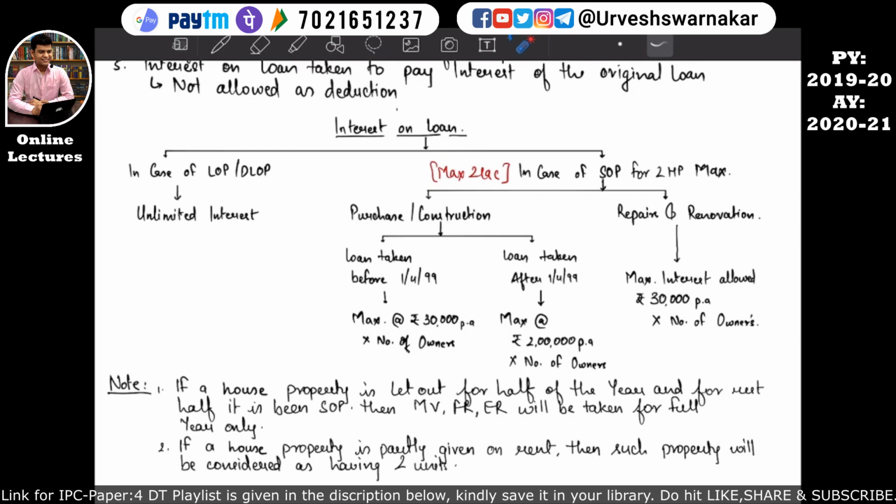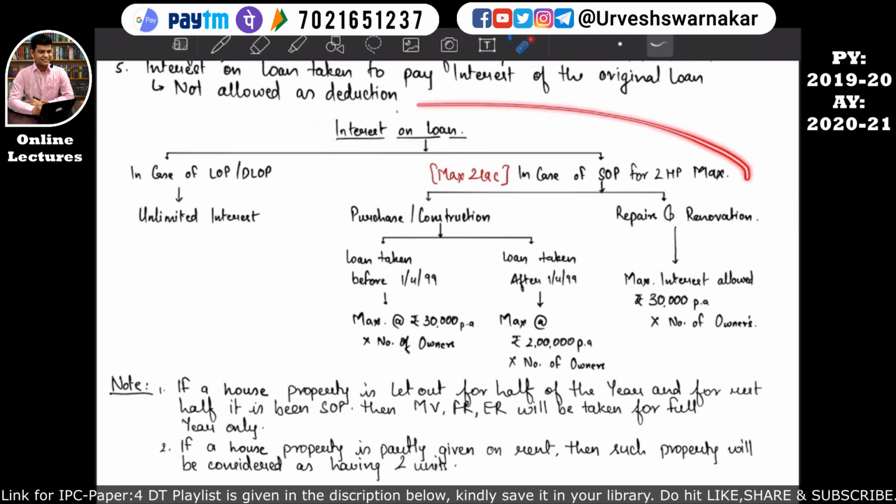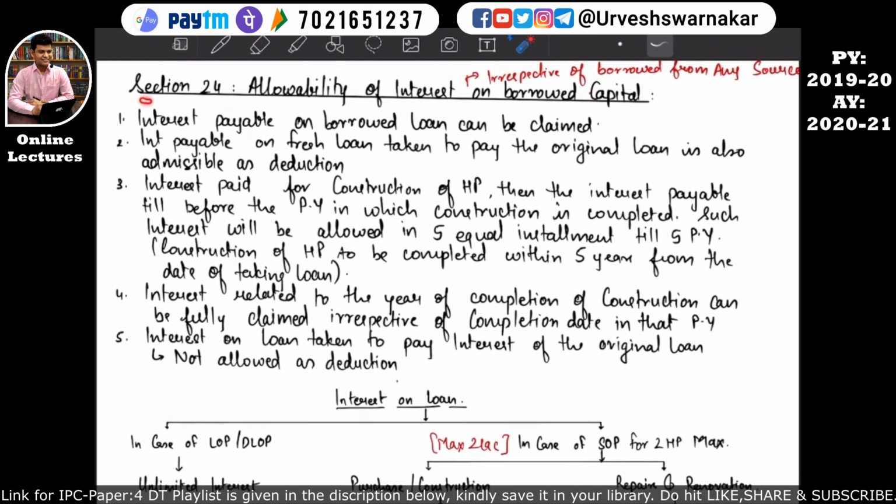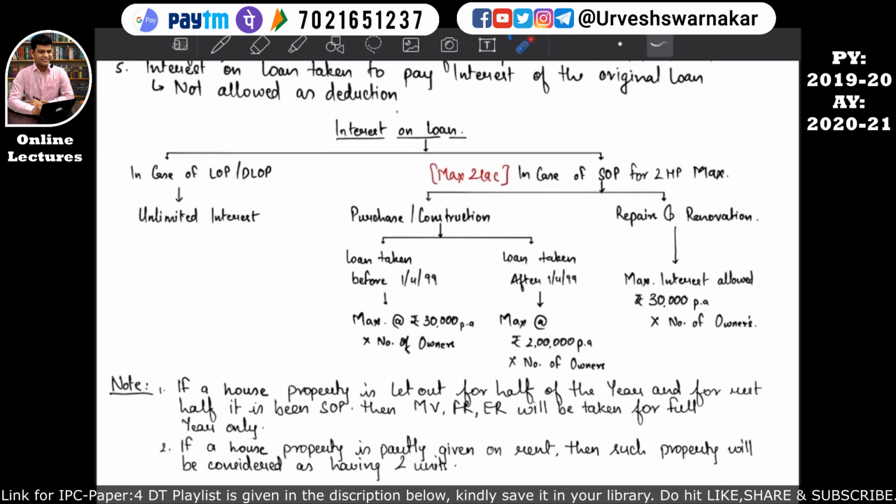Okay students, now we will understand interest on loan. This chart is about the maximum limit of deduction that is allowed under section 24 subsection B. I hope this is quite clear. We have studied under section 24 that if an assessee has taken a loan, the assessee will pay interest on the loan. Whatever interest such assessee pays on the borrowed loan will be allowed as deduction under section 24 subsection B. But we did not study the maximum limit, so here in this chart we will study the maximum limit.